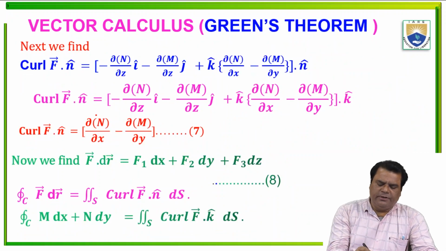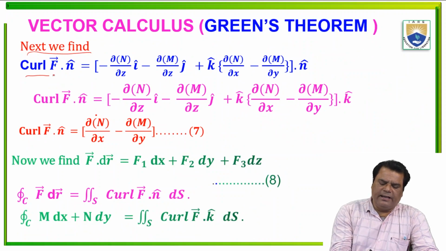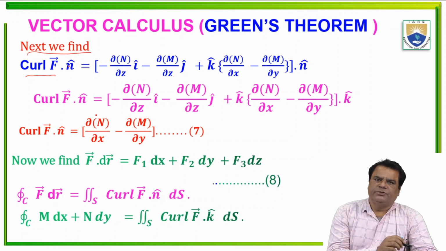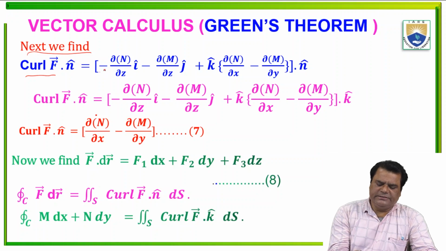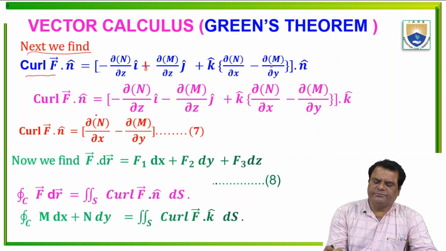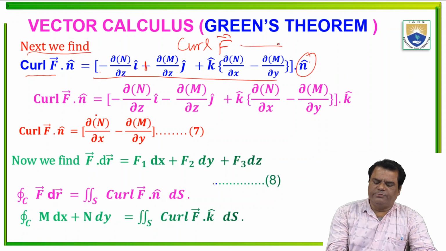Now next we find curl f dot n cap. Here this is the curl f: minus ∂n/∂z i plus ∂m/∂z j and plus k. This is the value of curl f vector, and this is dotted with n cap.